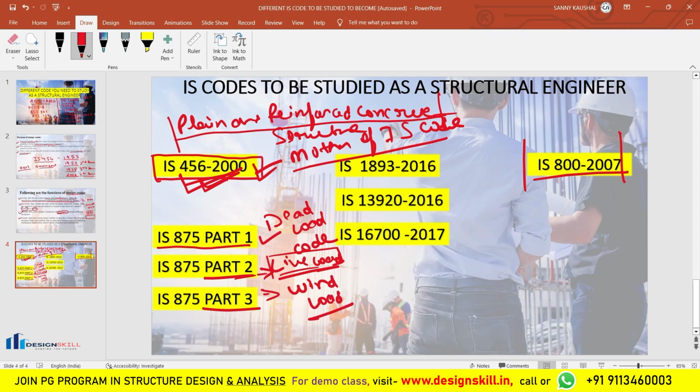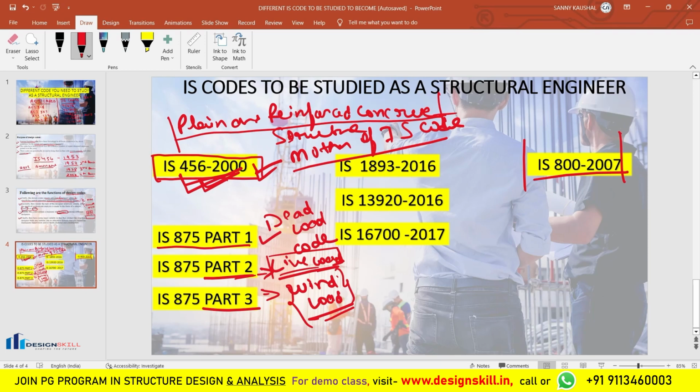So if you want to calculate the wind load, then you have to go with IS 875 Part 3. Here you will find all the wind load calculations. Now again I am repeating this. IS 875 comes in 3 parts: Part 1, Part 2, Part 3.